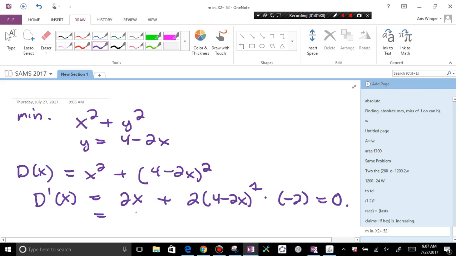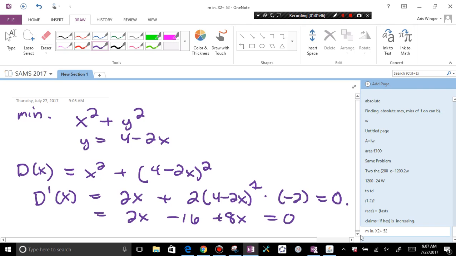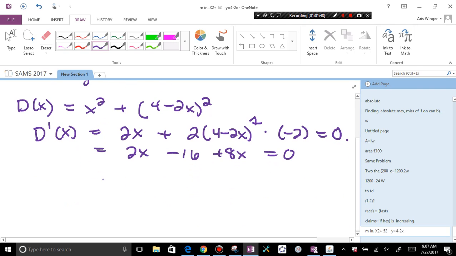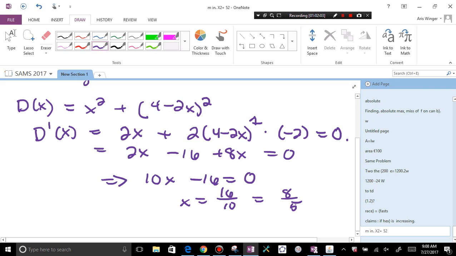All right, so let's run 2x. That's minus 4, minus 16, minus 4 plus 8x, equals 0. That's a funky number, it's a fraction. So that implies that 10x minus 16 is equal to 0. x is equal to 16 over 10, which is 8 over 5.